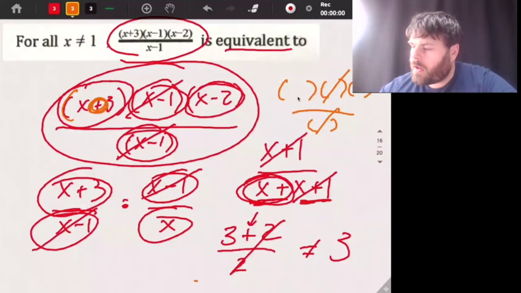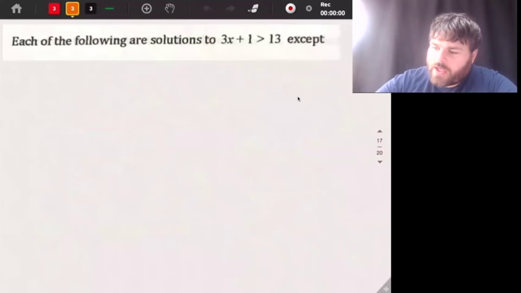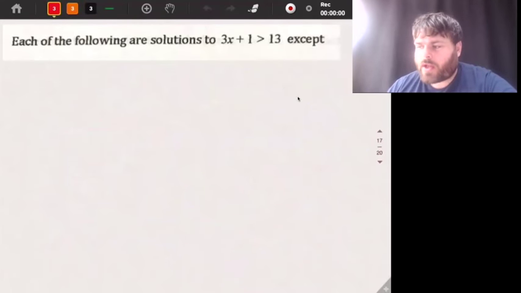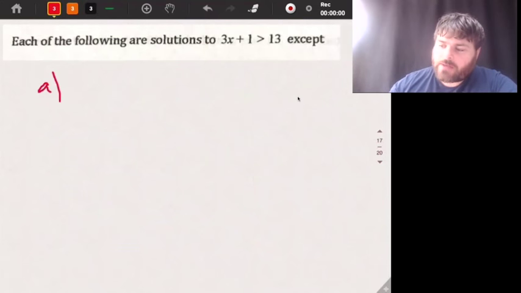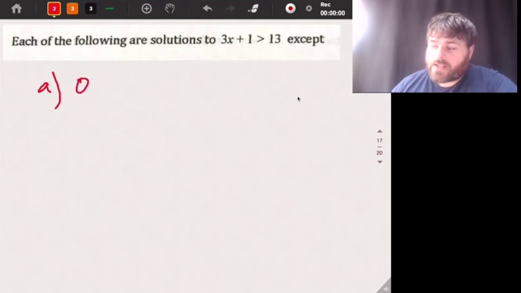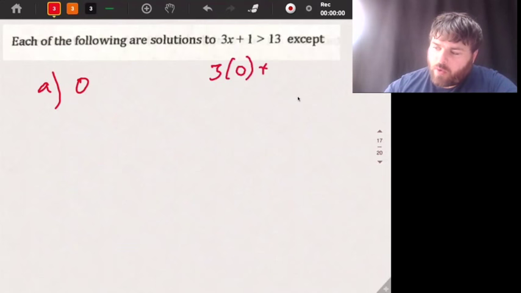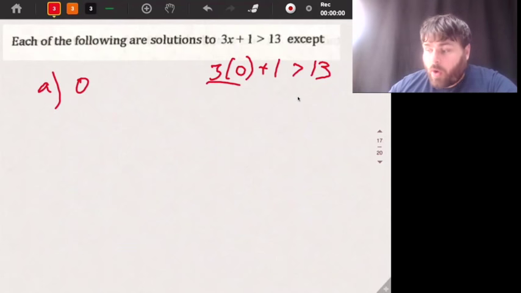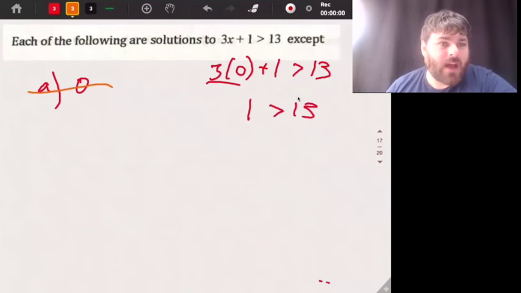All right? Next problem. Each of the following are solutions to 3x plus 1 is greater than 13 except, okay? So let's try some of these solutions here. All right? 0. Is it a solution? Let's plug it in. 3 times 0 plus 1 is greater than 13. 3 times 0 is 0. 0 plus 1 is 1. Is 1 greater than 13? No. So that is not a solution.